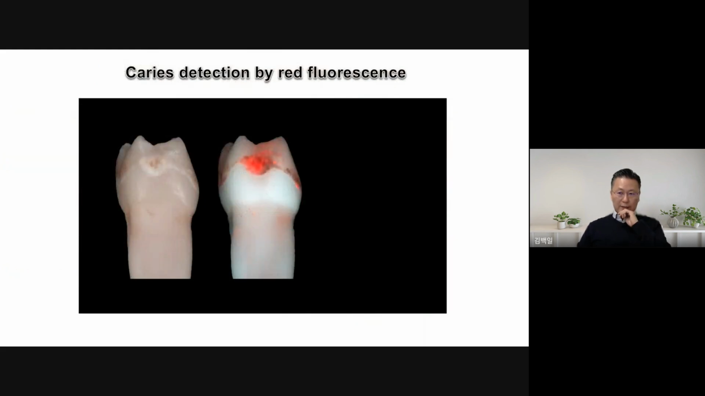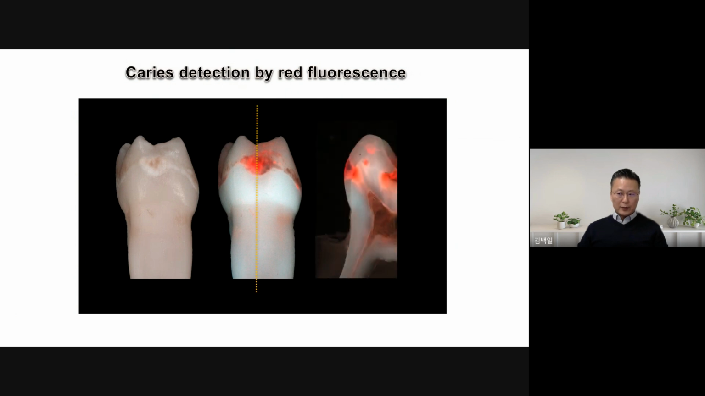This is an additional sample. This is a bit more advanced caries. So you can also detect the red fluorescence in the proximal area. We cross-cut it. You can see that some red fluorescence from bacteria penetrated not only the enamel structure but also the dentin structure together. It means the bacteria can penetrate the microchannels.